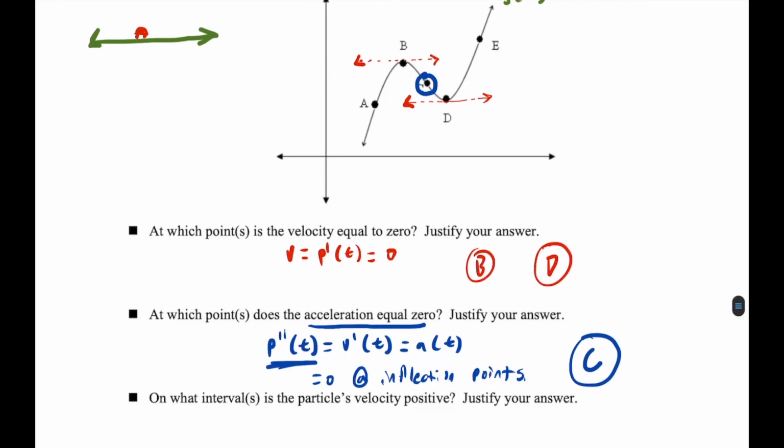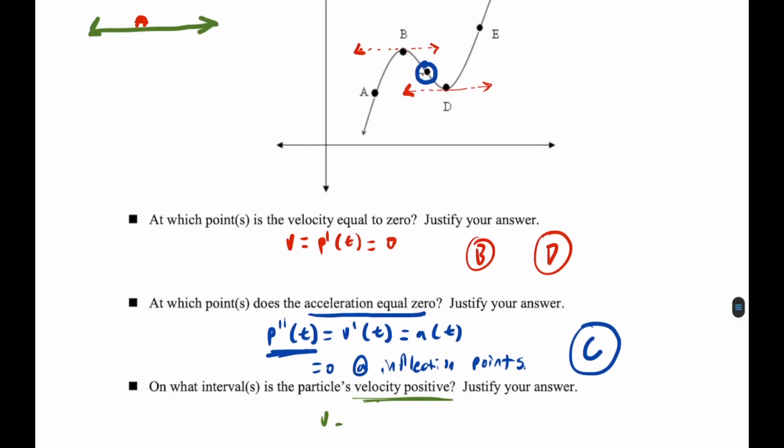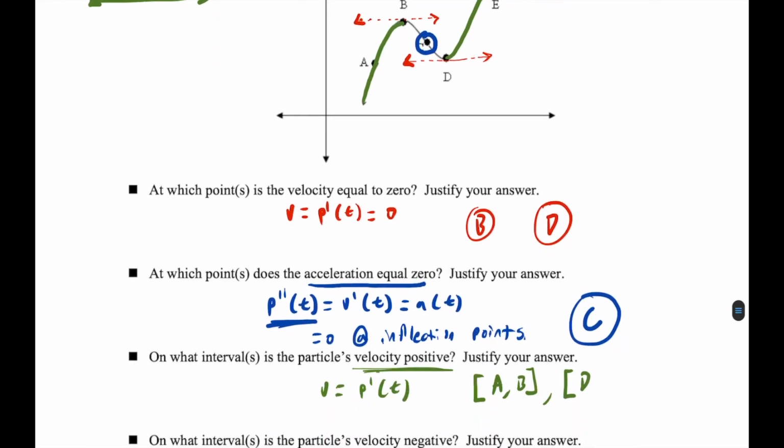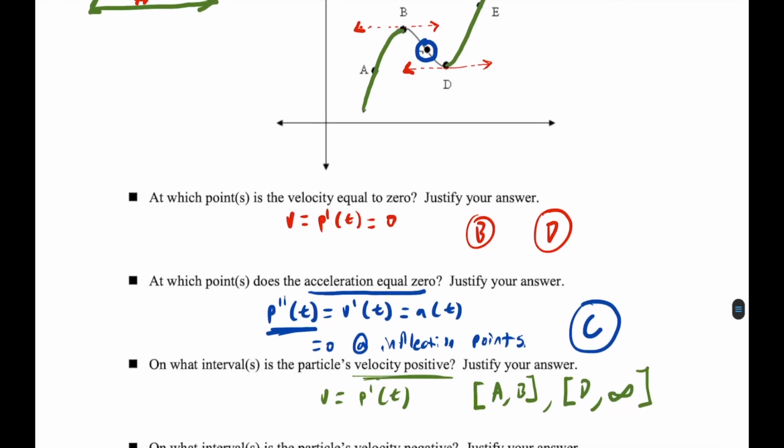Okay. On what intervals is velocity positive? Okay, velocity equals the derivative of position. So velocity is positive when the slopes of my tangent lines are positive, or when position is increasing. And so that will be from A to B, as well as from D to, it's not really labeled there, so I'll say from D to infinity. Okay. Well, let's just say to E, just to make it simple there, from A to B and D to E, but really it's like whatever, if this goes on forever or not.